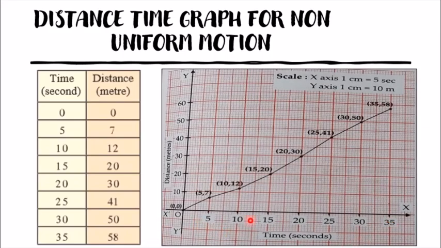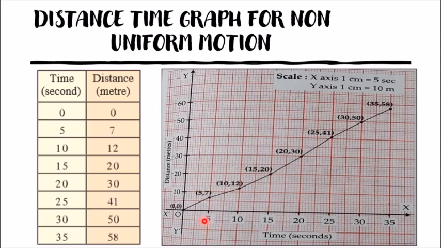On the x-axis we will take time and on the y-axis we will take distance. Scale here we have taken on the x-axis 1 centimeter is 5 seconds and on the y-axis 1 centimeter is equal to 10 meters. According to the given data, we will plot the graph. First is 0, 0. So, our first point will be 0, 0. Second is 5 and 7.